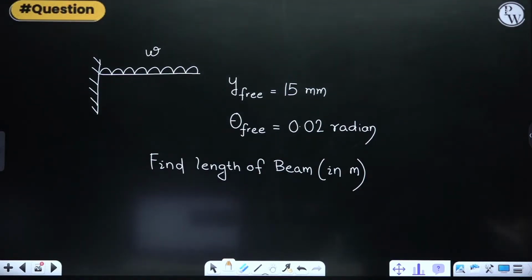Be careful of units. Don't commit mistakes in units.